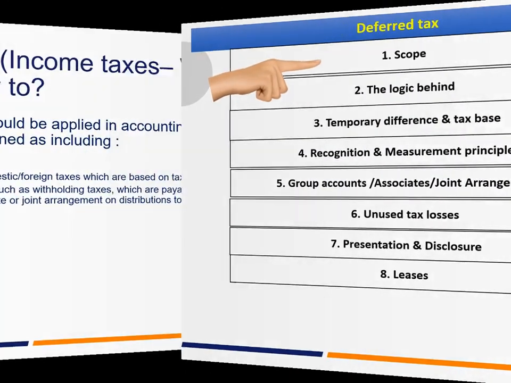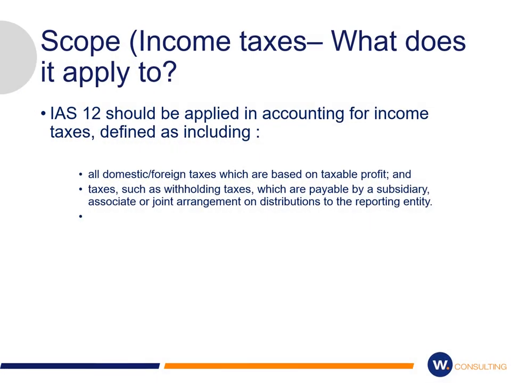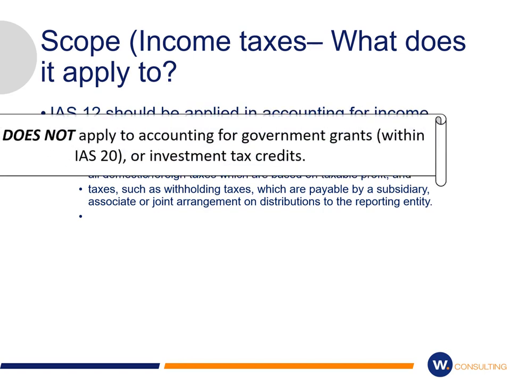So firstly, what is the scope of the standard? The standard says IAS 12 should be applied in accounting for income taxes, defined as including all domestic and foreign taxes which are based on taxable profit, and taxes such as withholding taxes which are payable by a subsidiary, associate or joint arrangement on distributions to the reporting entity.